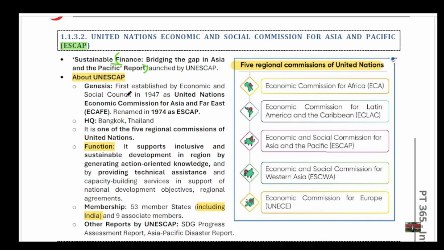So what is the genesis? It was established in 1947 under the Economic and Social Council of the United Nations, which is one among the 6 organs of the UN, as the United Nations Economic Commission for Asia and the Far East, initially ECAFE. Then it was converted to the Economic and Social Commission for Asia and the Pacific, from ECAFE to ESCAP, which is the current name. It is headquartered in Bangkok, Thailand.